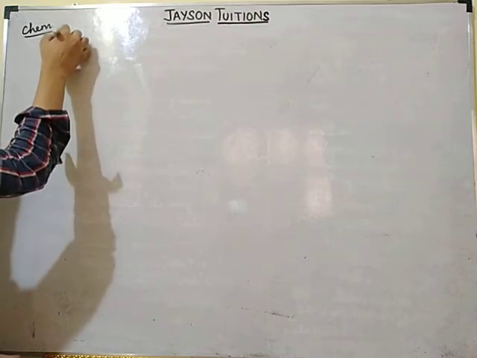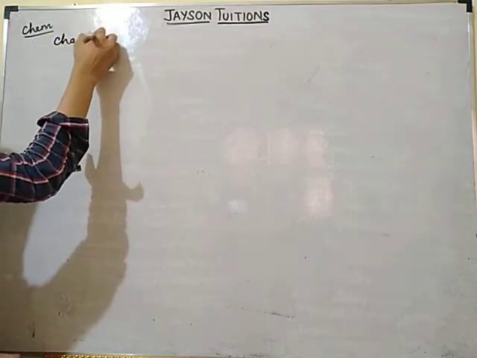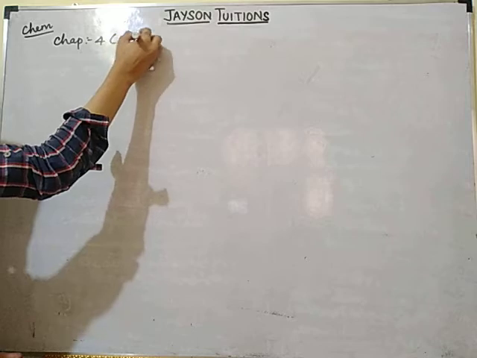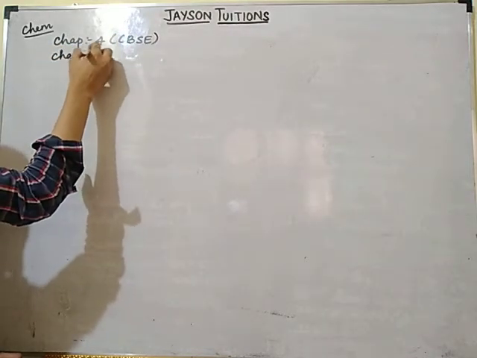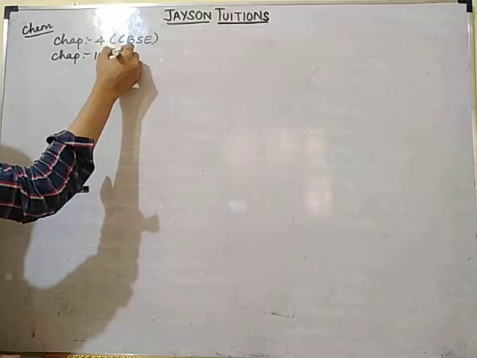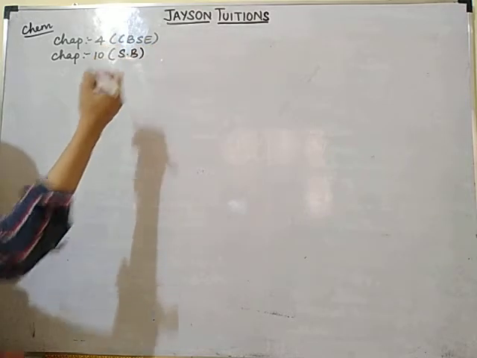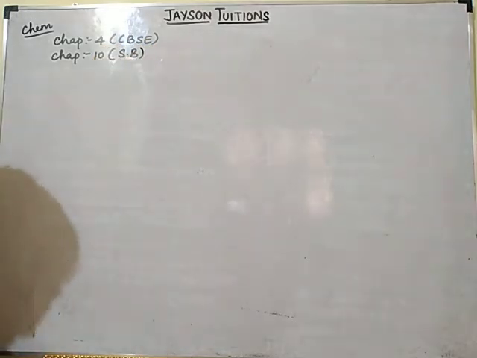So this is chapter number 4 for CBSE students and chapter number 10 for state board students. Okay, chemical bonding. Most of the topics are similar only. So it is a very easy chapter. We don't have any derivations and all in this chapter.